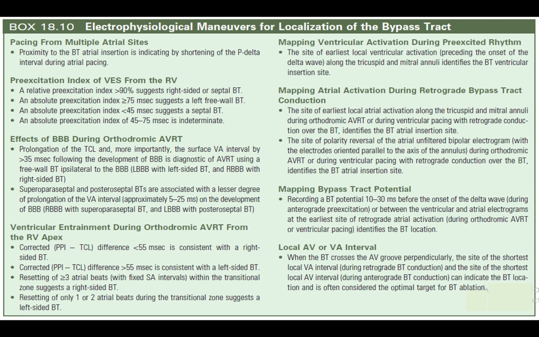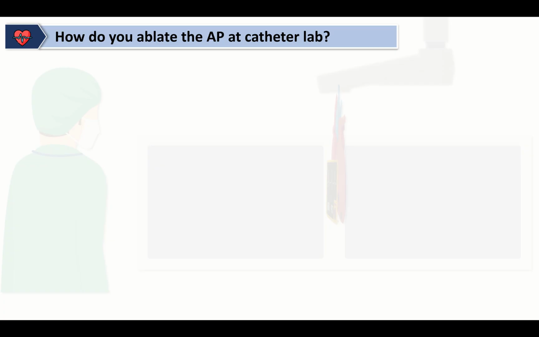And this is the whole summary from the Braunwald textbook telling how to localize the accessory pathway using all advanced and simple pacing maneuvers.